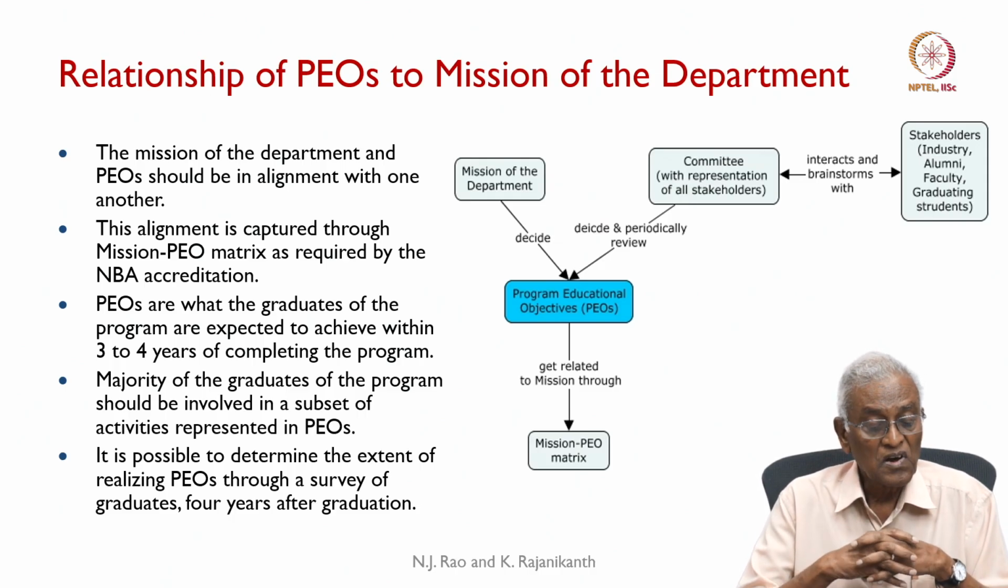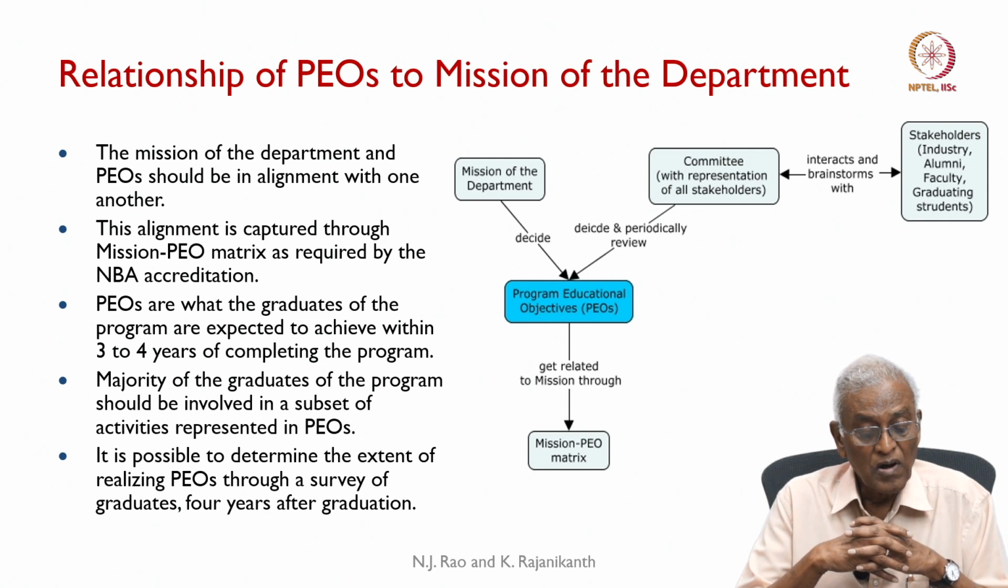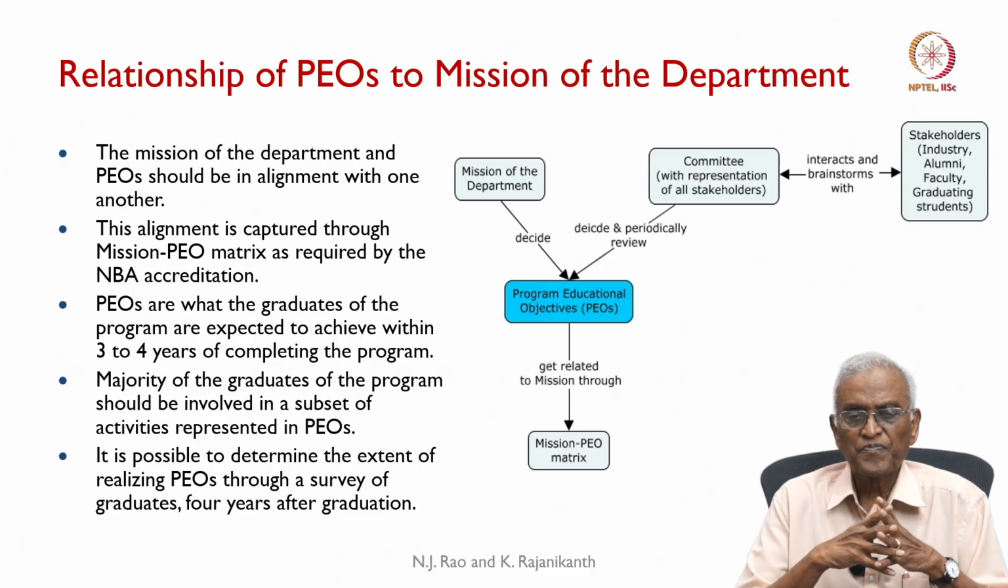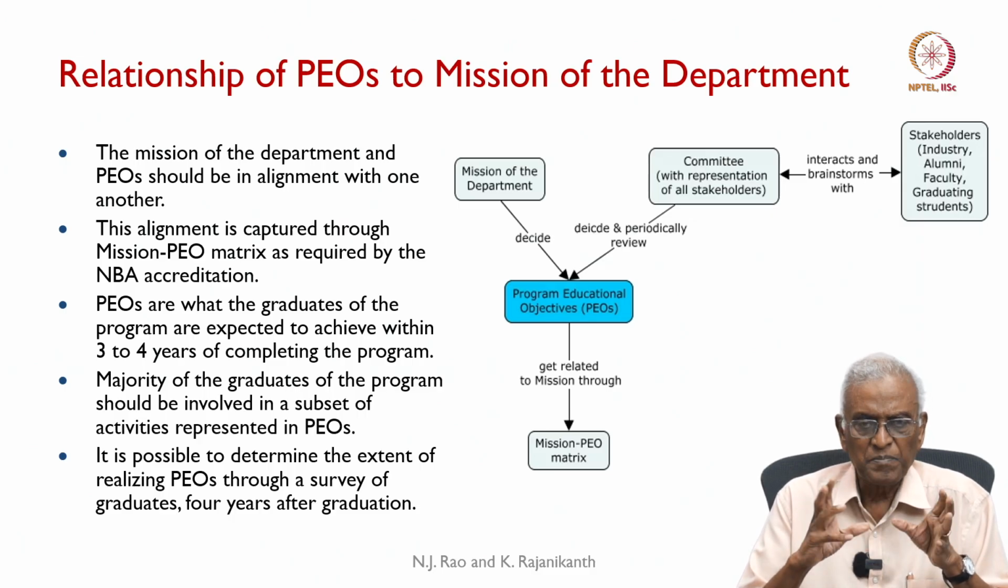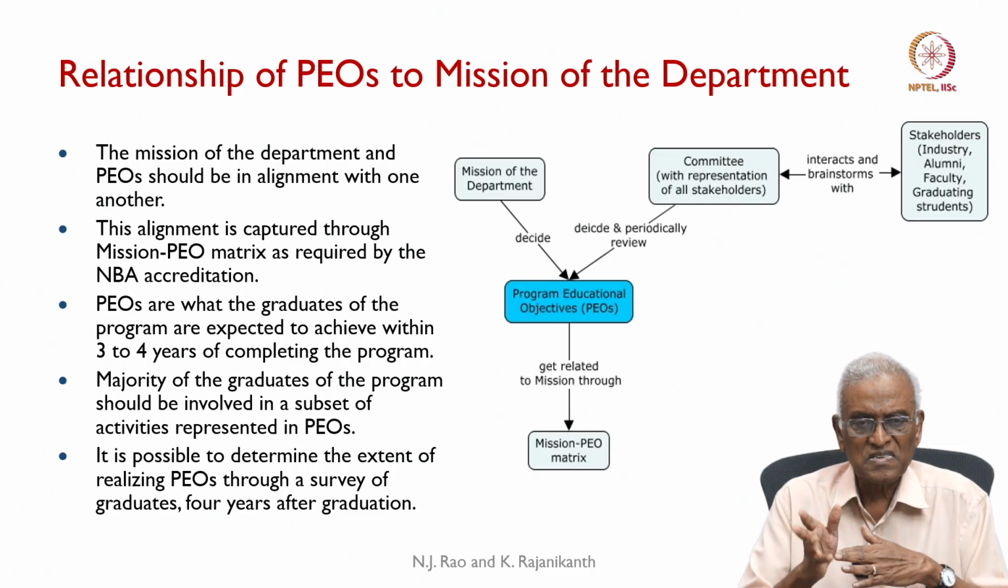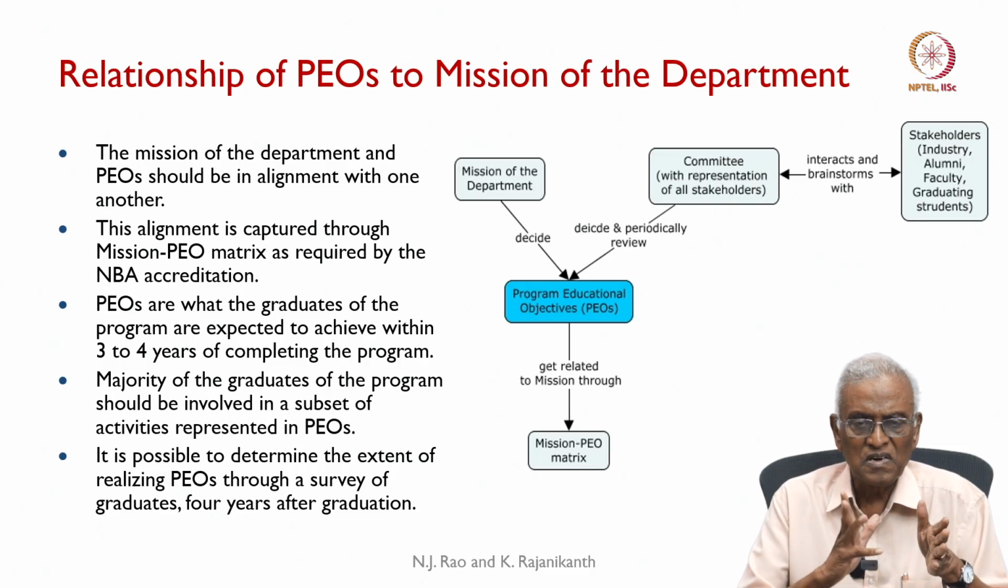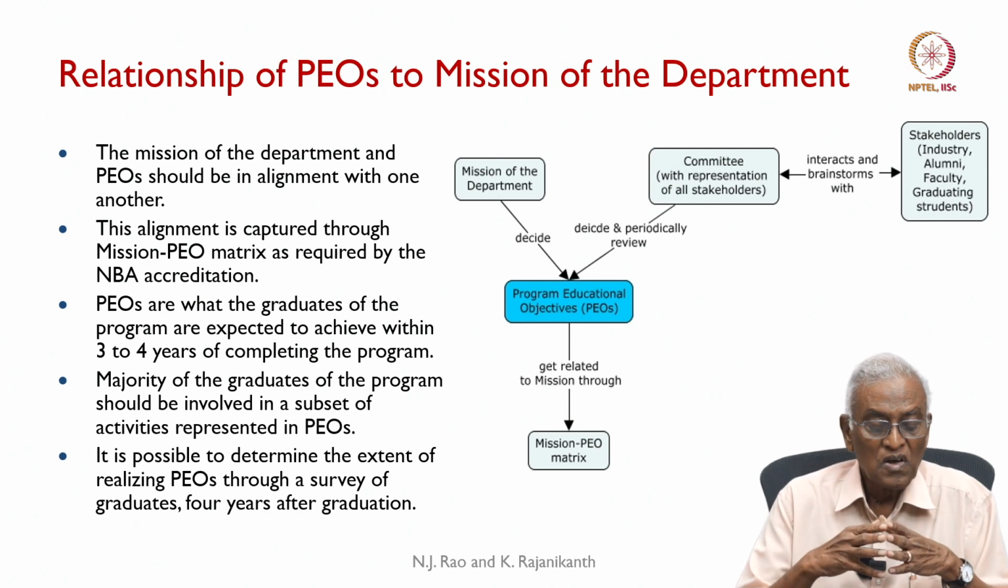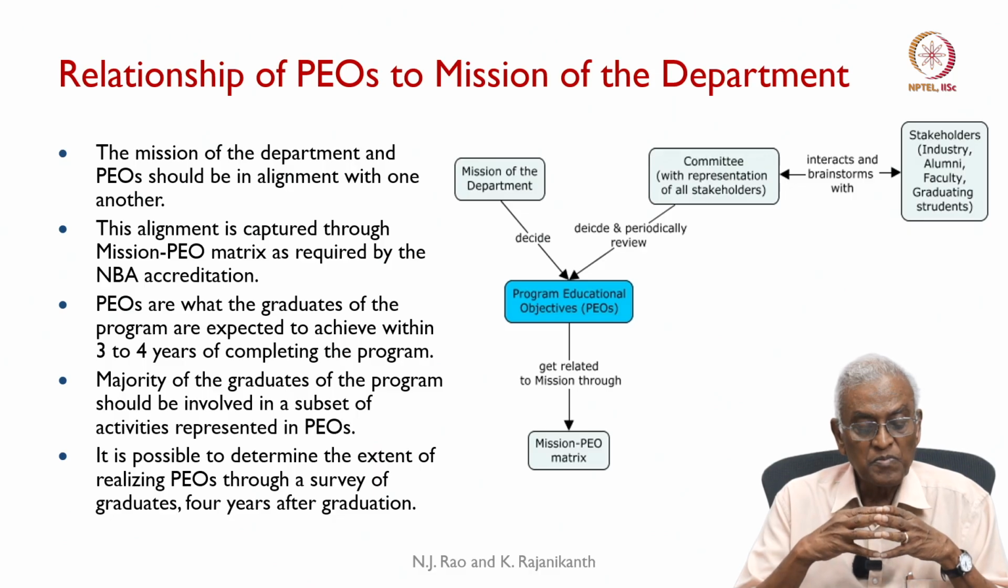As we mentioned already, PEOs are what the graduates of the program are expected to achieve within 3 to 4 years of completing the program. At least the majority of the graduates of the program should be involved in a subset of activities represented in PEOs. In PEOs we make broad statements. That is, we say they are likely to be involved in research, manufacturing, testing, design, and all that. But obviously every student is not likely to be involved in all of them. So we say the graduates of the program should be involved in a subset of activities represented in PEOs.